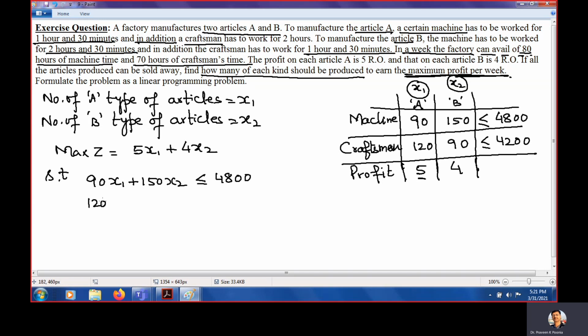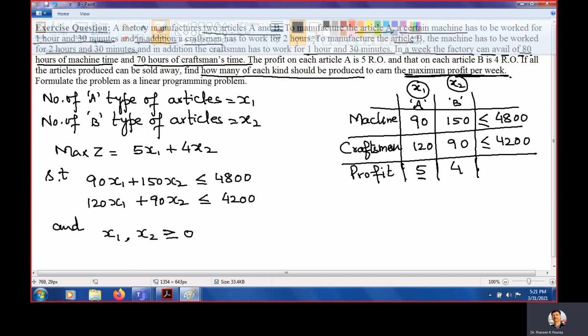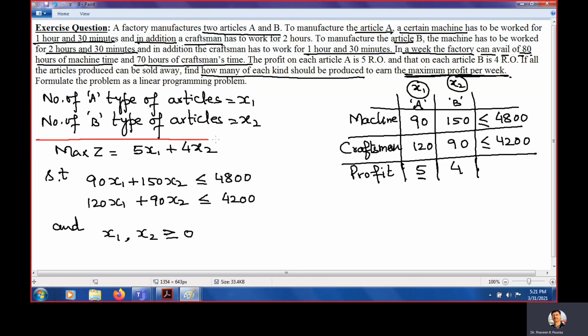And similarly, 120x1 plus 90x2 is less than or equal to 4,200. And what are the non-negative restrictions? Either you will manufacture A type of products or not manufacture A type of products. And the same for B: either you manufacture B type of products or you will not manufacture. This is the formulation of this problem as a linear programming problem.